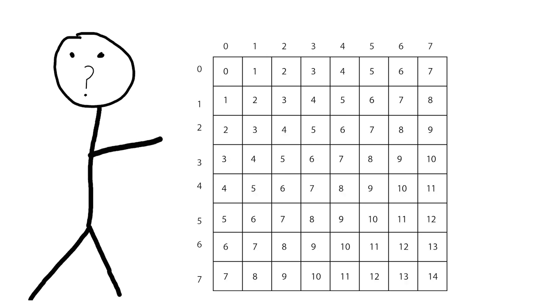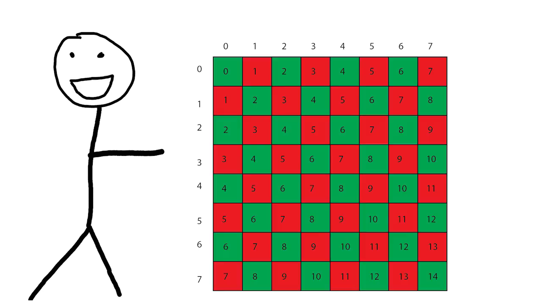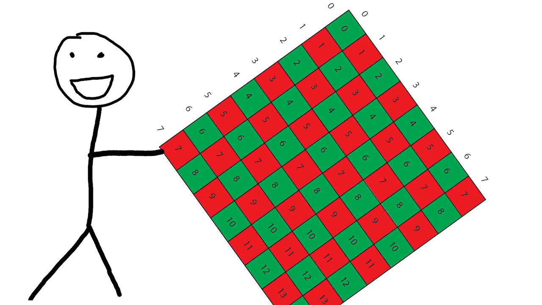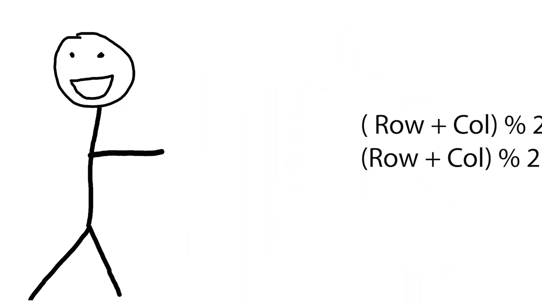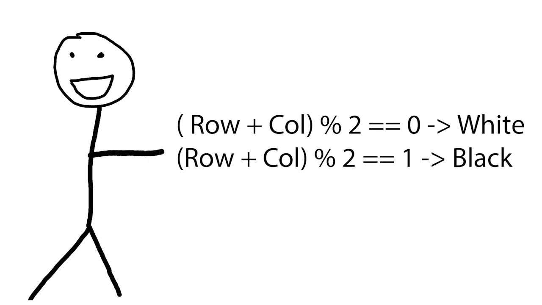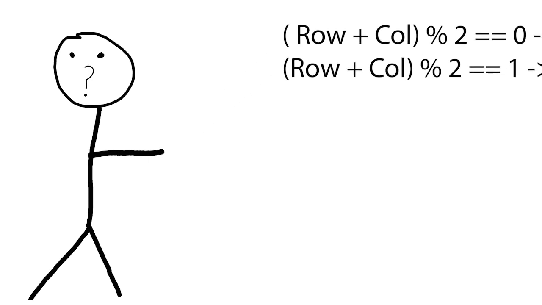Now I'm going to let you pause the video and see if you can figure out the pattern. It's pretty simple. So as you can see, if we highlight all the even squares green and all the odd squares red, every other square is even or odd. So this means that with a simple bit of math, namely the modulus operation, we can figure out what square should be white and what square should be black. So we just loop over each square, and if the row plus column is even, we'll paint it white, and if it's odd, we'll paint it black. Or is it the other way around? Oh well, we'll figure it out.